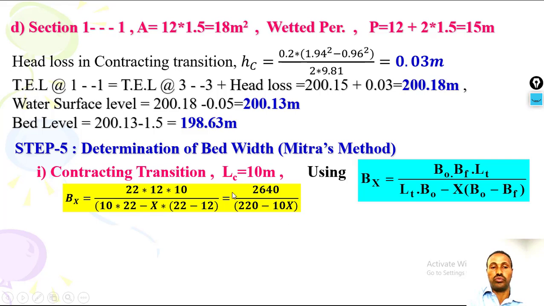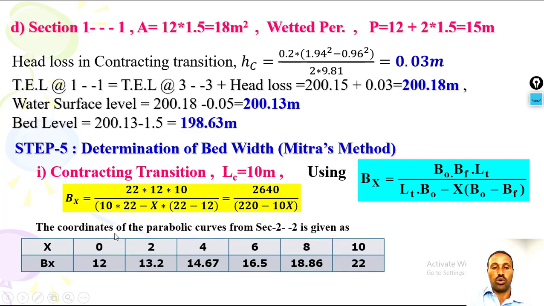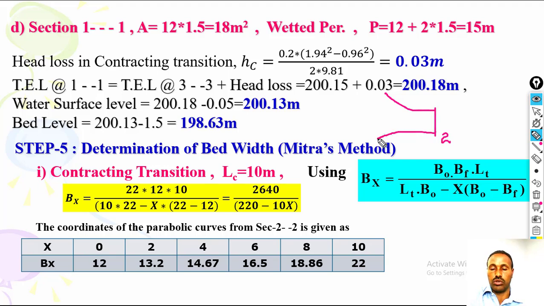So once you have this equation for contracting transition, then you are going to calculate the coordinates of the parabolic curves from section 2. So this curve you can plot. Since section 2 is this one, you just have it like this. So this is the contracting transition. You start x distance from here, and you plot on both sides. You have parabolic curves. You can determine this curve. Clear? This is the contracting transition.